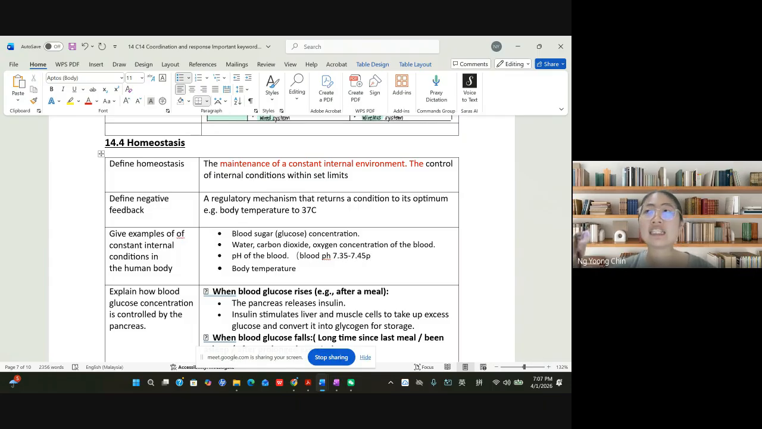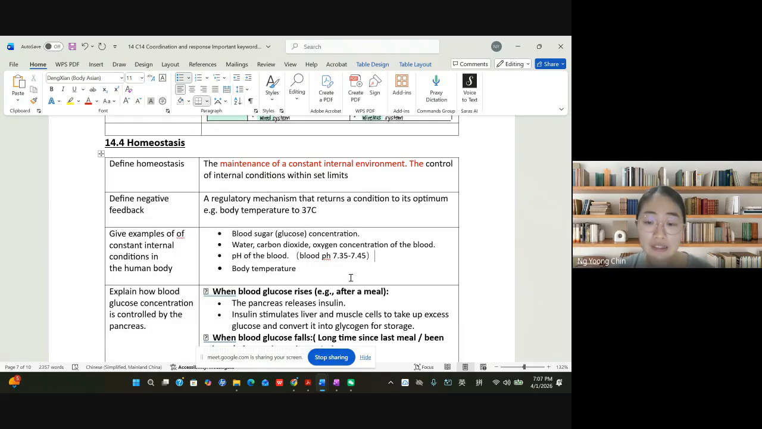It is slightly alkaline, just slightly alkaline. So this is our normal blood pH. If there's too much carbon dioxide, what happens? What happens if there's an increase in the concentration of carbon dioxide in our blood? What will happen to the blood pH? Will it increase or decrease? If there's an increased concentration of carbon dioxide in our blood, how will it affect the blood pH?